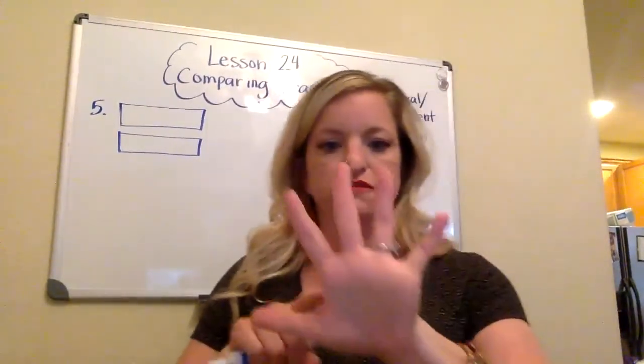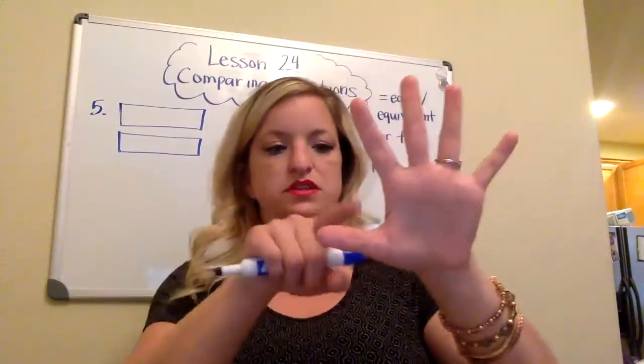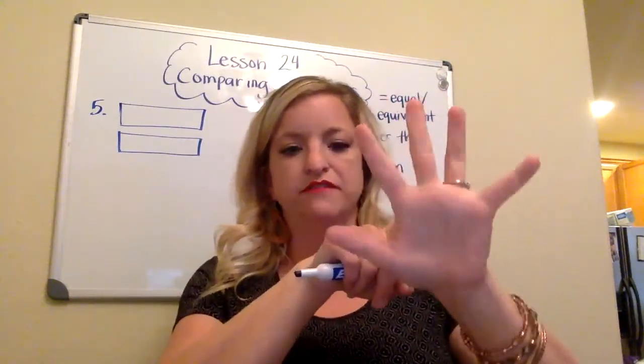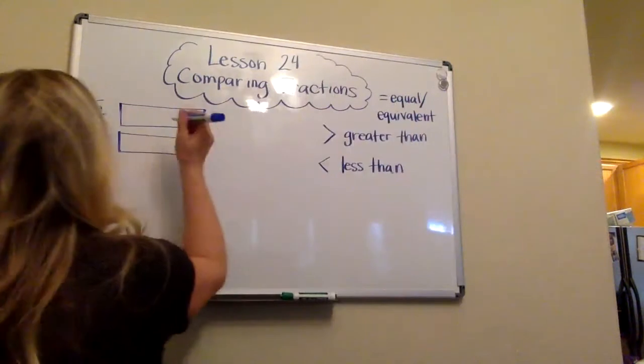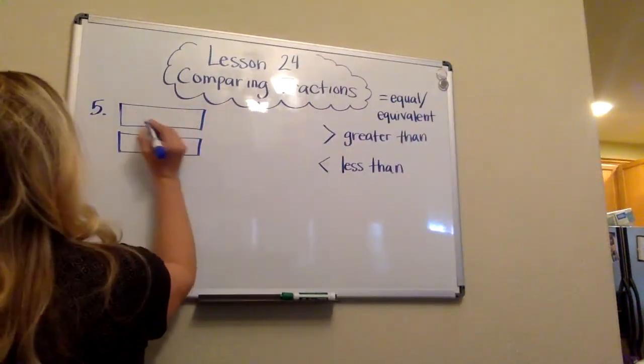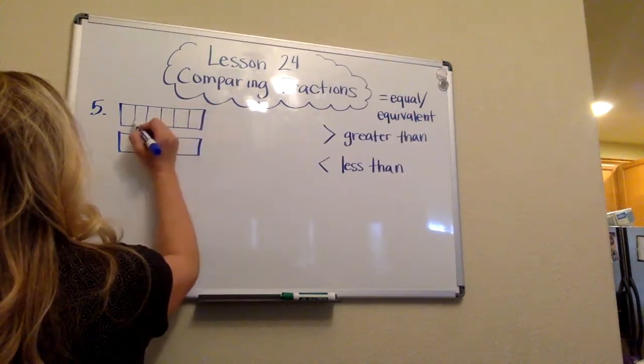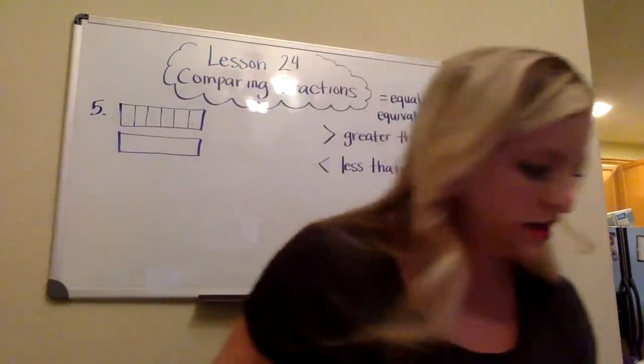I like using your fingers because if you have 5 pieces, you can see there's 1, 2, 3, 4 lines separating the 5 fingers that we have. So this one is 6. 1, 2, 3, 4, 5. And then the next one is fourths.